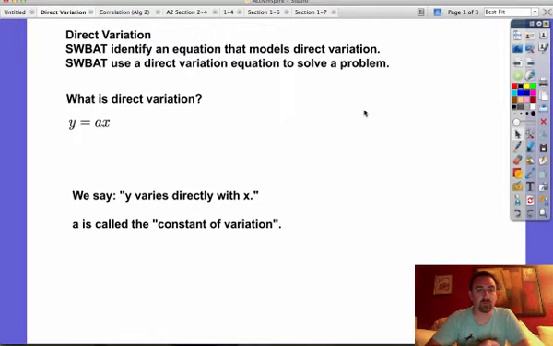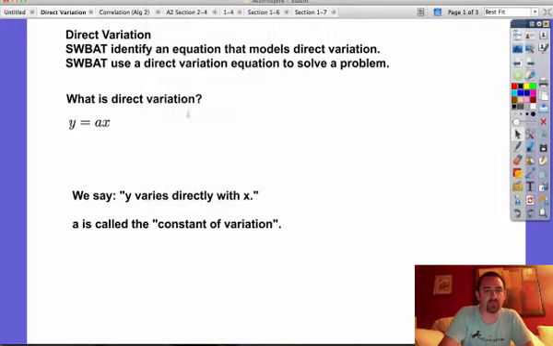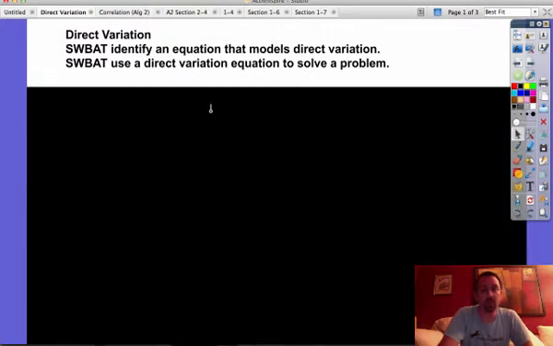Alright, we're going to go ahead and start right with direct variation. Now, direct variation is a pretty straightforward concept here. As a matter of fact, this slideshow is 2 slides long. So here's what we're going to look at. We're going to be able to identify an equation that models direct variation, first of all. We're going to be able to use direct variation, an equation, to solve a problem.